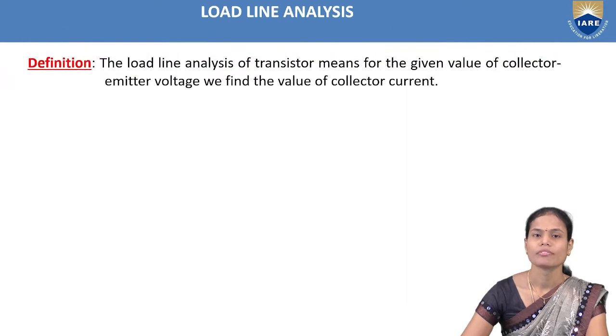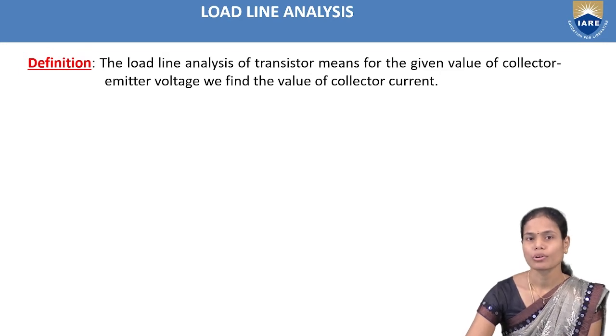First of all, we will see what is meant by load line analysis. The load line analysis of the transistor is nothing but, for the given value of collector to emitter voltage, what is the collector current we are getting. That indicates the DC load line or load line of the transistor.